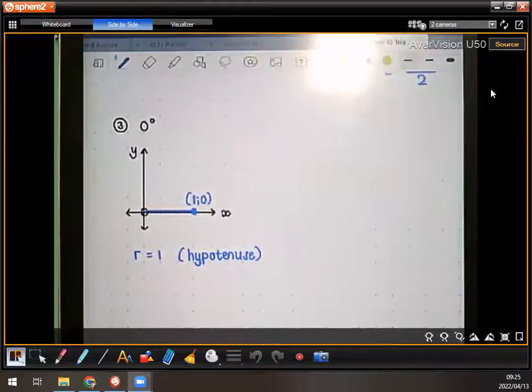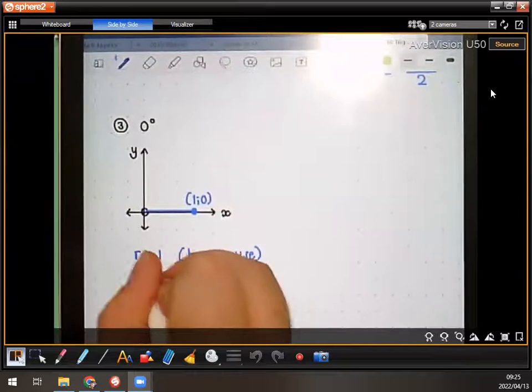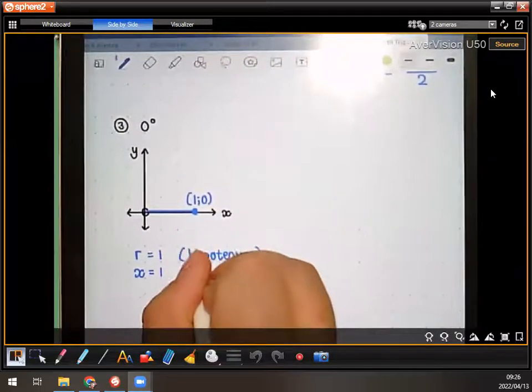But that line is also the adjacent side. So we have a 0 degree angle over here. Can we see that angle there? So the adjacent side is also the same side as the hypotenuse. So this side is actually adjacent and hypotenuse at the same time. Does that make sense? It's like a flat line. Remember this line here on the x-axis is always the adjacent side. But now because it's on the axis, it's also the hypotenuse. So the adjacent side, that is the x side, X is 1. That is adjacent.